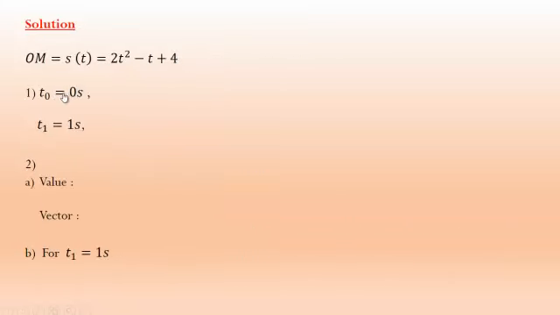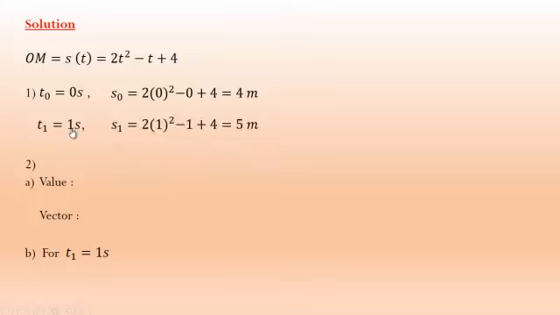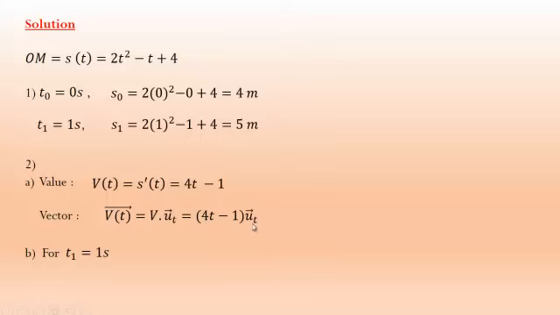Then here are the answers. At t0 equals 0, this is s0, we find it by substitution. At t1 equals 1, the same thing. The SI unit is meter. Now, part 2a, the question is to find the speed, the value of the velocity. We know that at any instant, so it's instantaneous, v equals s prime. We take the derivative of s, and it will be 4t minus 1. As a vector, it's always along ut. Then the v vector equals 4t minus 1 along ut.